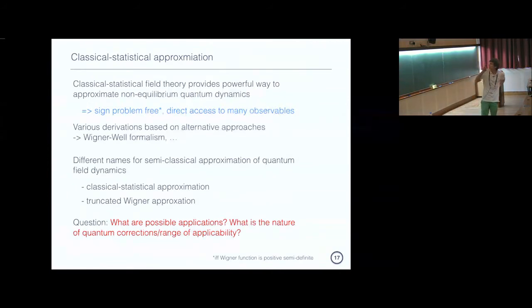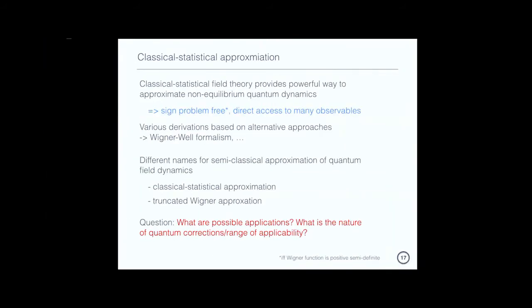So we then went ahead and looked at this classical statistical approximation, which we formally developed as an expansion of the non-equilibrium path integral in h-bar. So it's not surprising that we recover classical dynamics in that limit. And what we found is that by doing this expansion, we actually got rid of the sign problem, right? So this really provides us now with a direct approach to actually go ahead and calculate things.